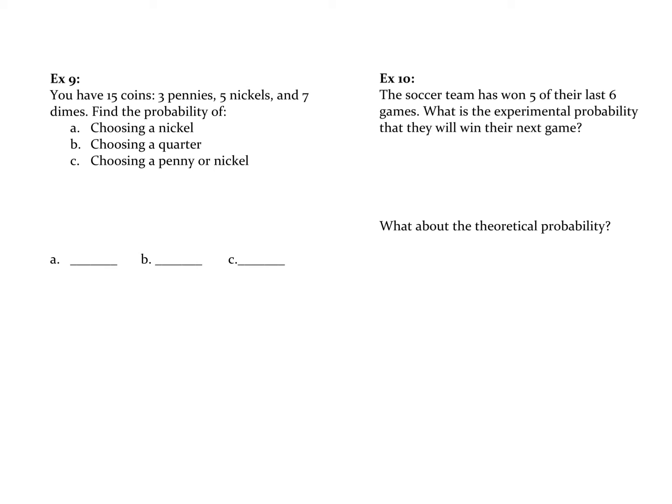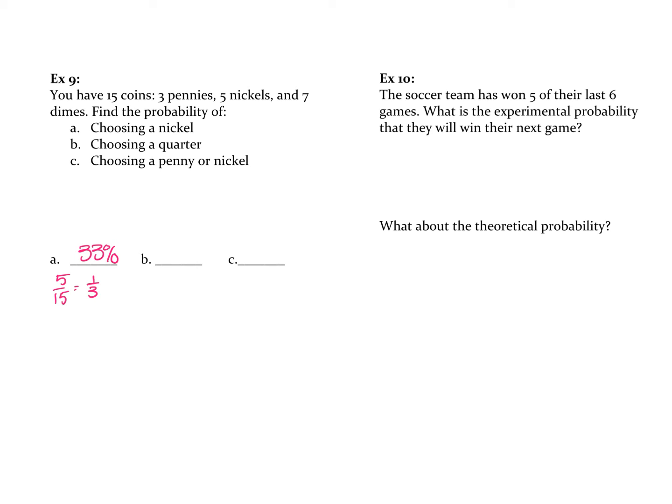All right, so now we're going to look at example 9, which says you have 15 coins: 3 pennies, 5 nickels, 7 dimes. So we want to figure out first what's the probability of choosing a nickel. I know that there are 5 nickels out of the total 15. So this would be 5 over 15, which is 1/3 because it simplifies to 1/3. And then 1 divided by 3 is about 33%.